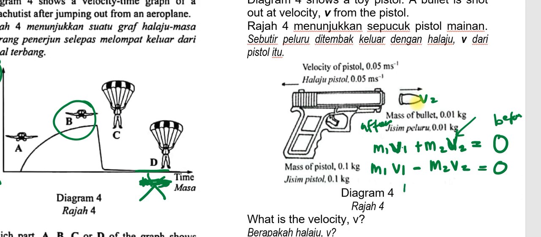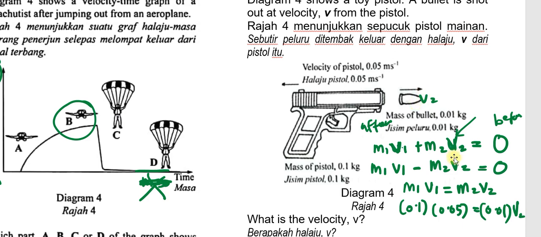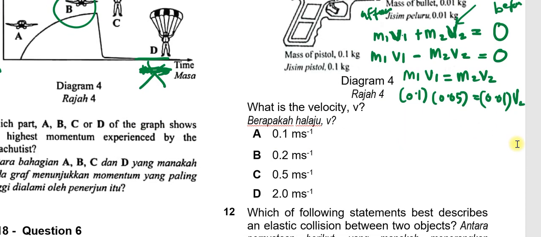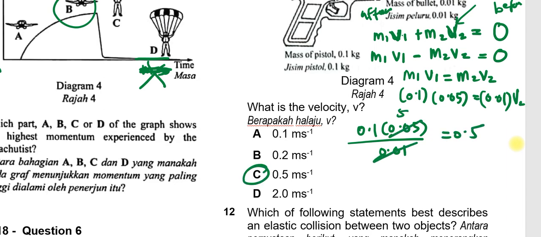So you can modify this equation further like this also. You can bring the negative to the opposite side, become positive. So pistol is 0.1 kg. The velocity is 0.05. M2 is 0.01. What is the V2? Okay, calculate this. So 0.1 multiply 0.05 divided by 0.01. So you potong, you dapat 0.5 lah. Jadi jawapan dia C. Easy.